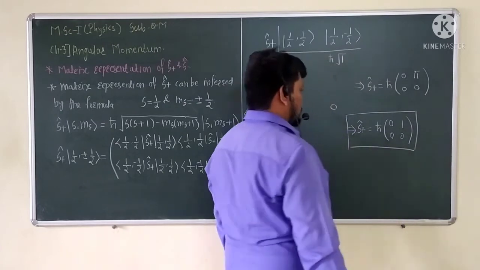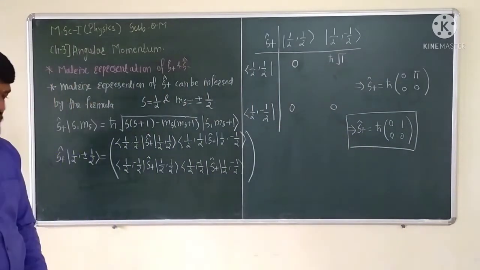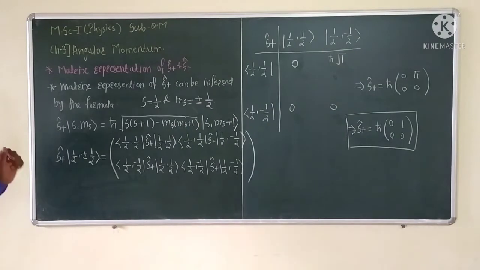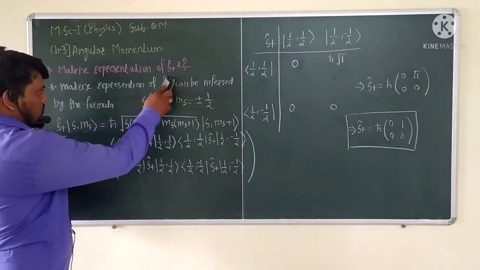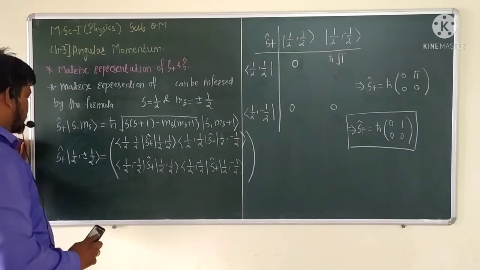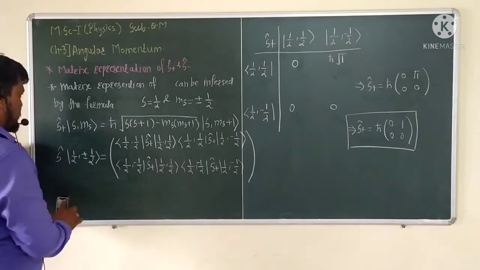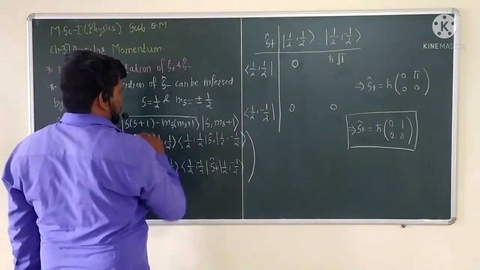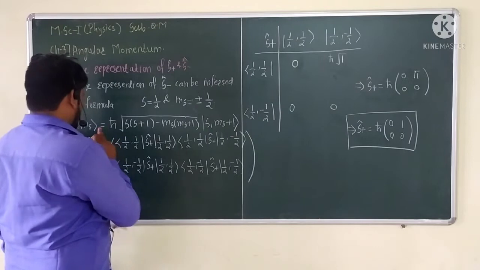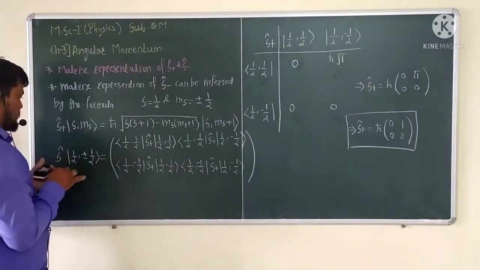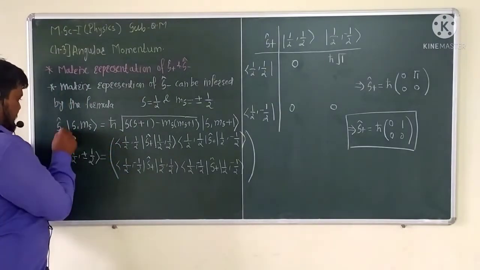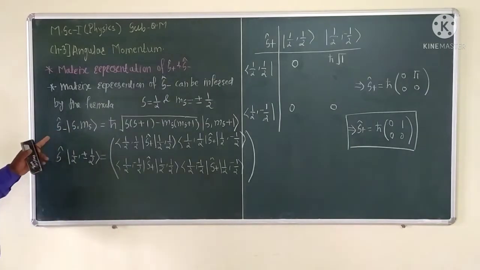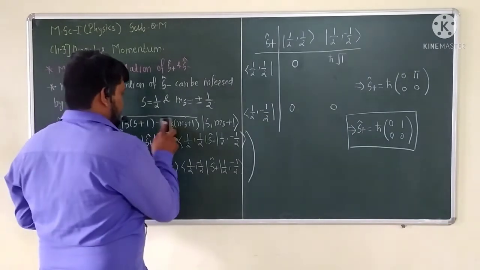Okay, so this is the matrix representation of the S plus operator. Again, we want to see here the S minus operator. So the matrix representation of the S minus operator can be inferred by the formula, and this formula is nothing but the S minus cap. Only edit here: S plus is nothing but the S minus cap, and in bracket here.